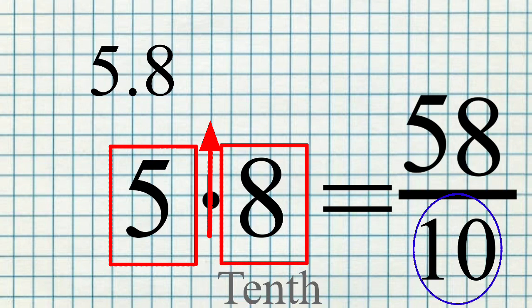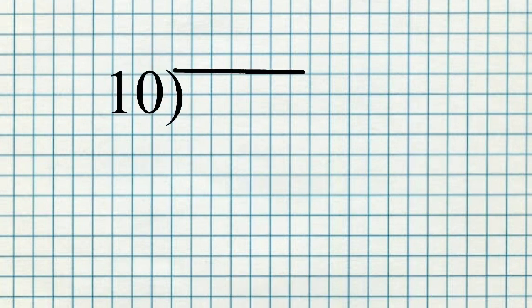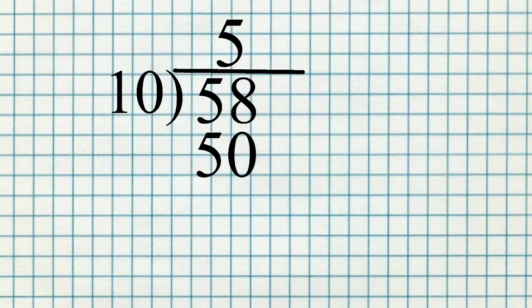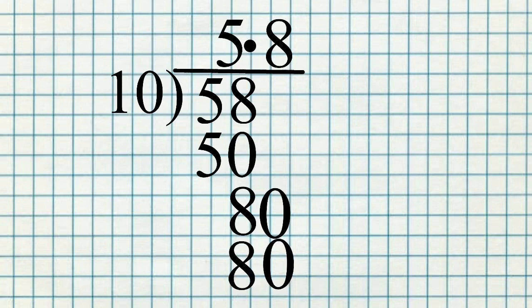Now we check the answer. 58 divided by 10. 10 multiplied by 5 equals 50. 8 cannot be divided by 10, so we put a point after 5. For the point, we can add a 0 after 8. 10 multiplied by 8 equals 80.